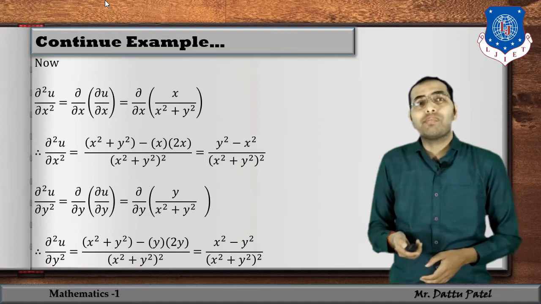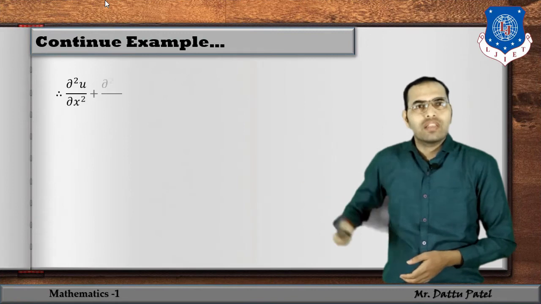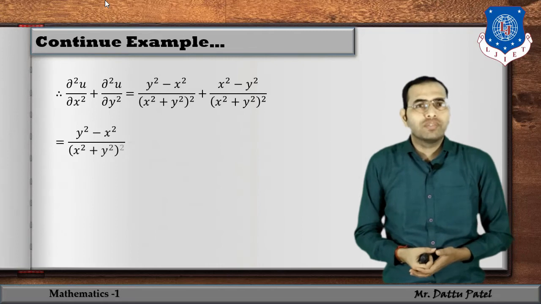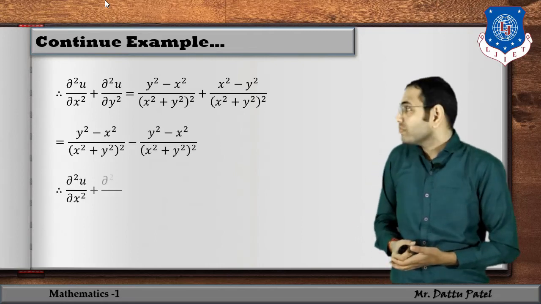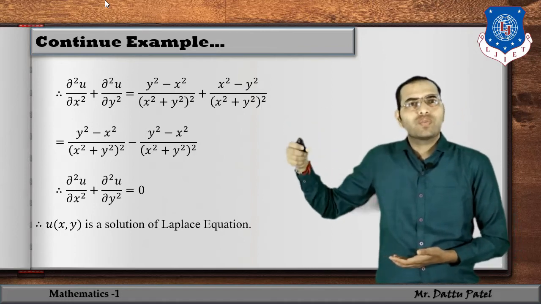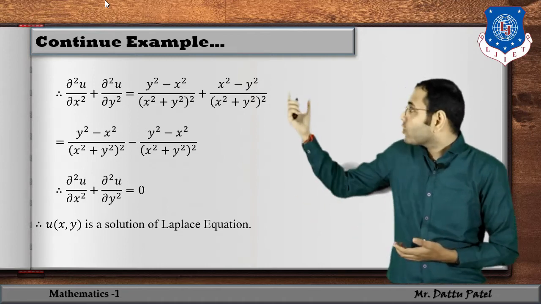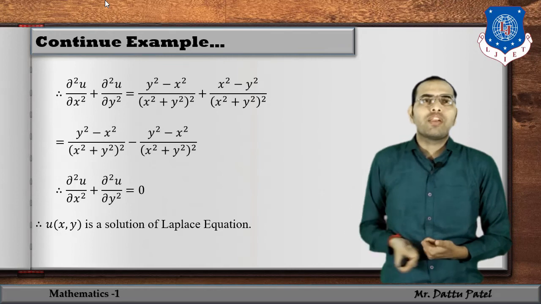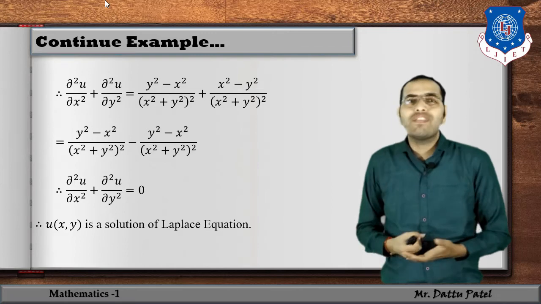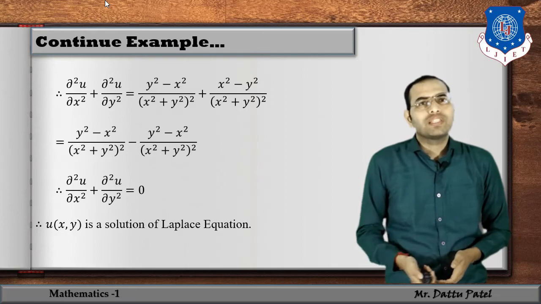Now according to the Laplace equation, del square u by del x square plus del square u by del y square, we substitute the values of both. The denominators have the same value, so taking the common denominator, the numerator is y square minus x square plus x square minus y square, which cancels out and becomes 0. Or we can say that taking a common minus sign in the second term, the first and second terms become the same and cancel out, that is 0. So we can say that our function u of x, y is a solution of the Laplace equation.